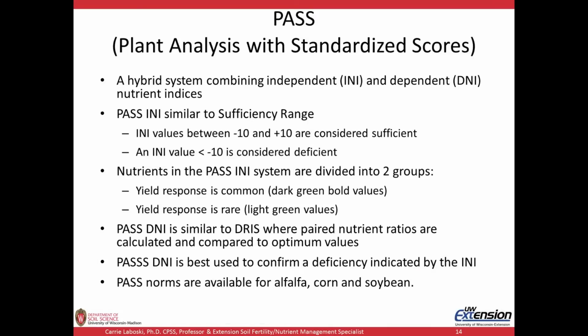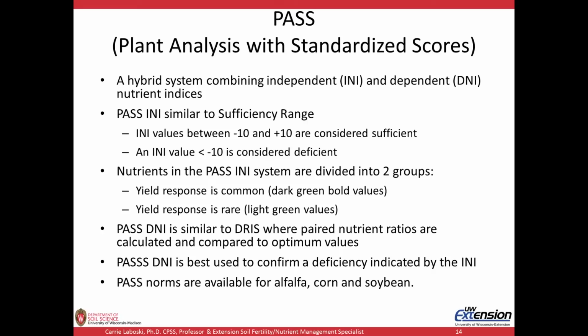So the idea behind PASS is that it's a hybrid system. You combine independent nutrient indices with dependent nutrient indices. And the PASS independent nutrient index is similar to the sufficiency range. So the idea is that you're going to take the good of the sufficiency range and the good of the DRIS and put them together and not have any bad. Okay, that was the idea.